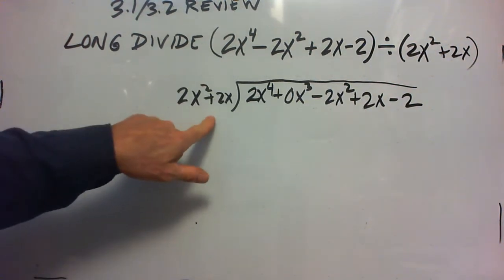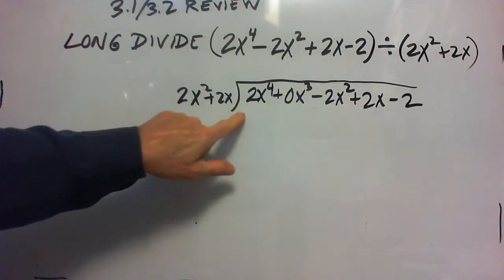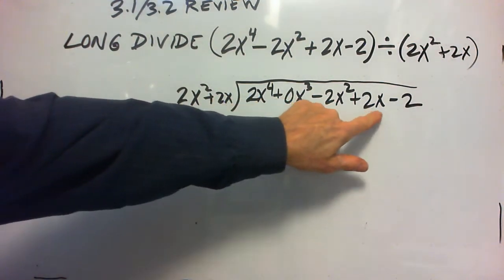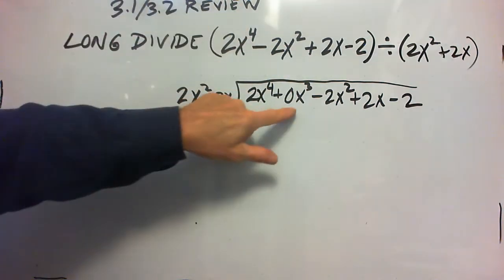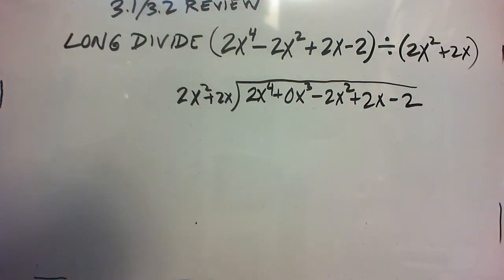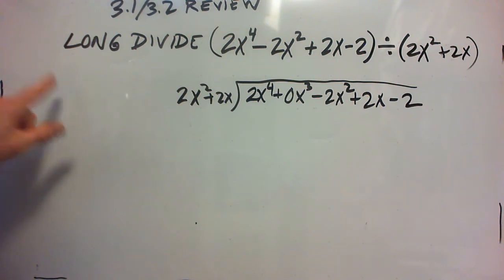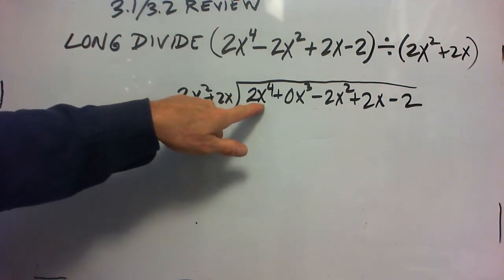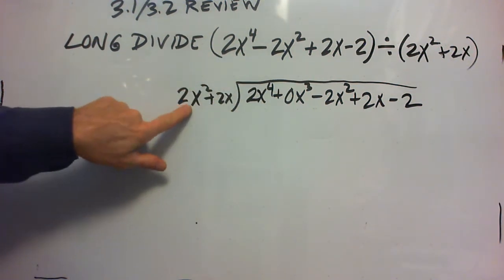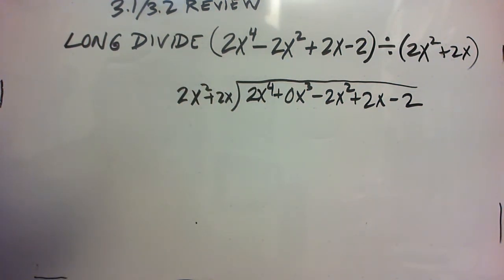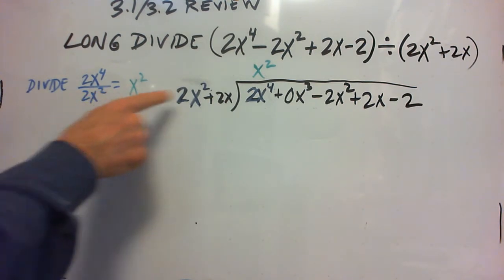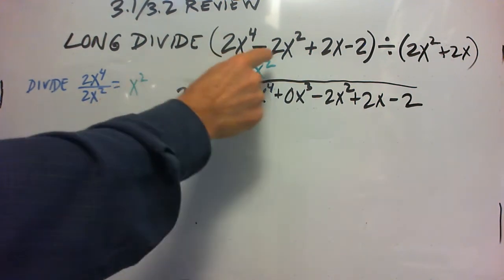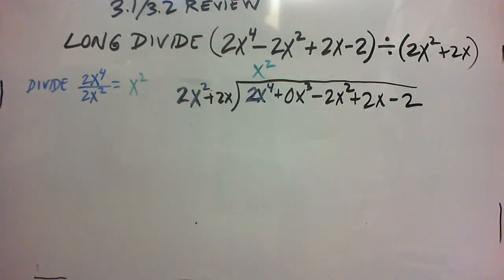So here's the setup. We have inside the divide sign 2x to the fourth plus 0x cubed minus 2x squared plus 2x minus 2. You'll see in a second why we need the 0x cubed term. We start this long division process by dividing the leading term inside the divide sign by the leading term outside the divide sign. So when we do that division, 2x to the fourth divided by 2x squared, we just get x squared. That's the first part of our answer.